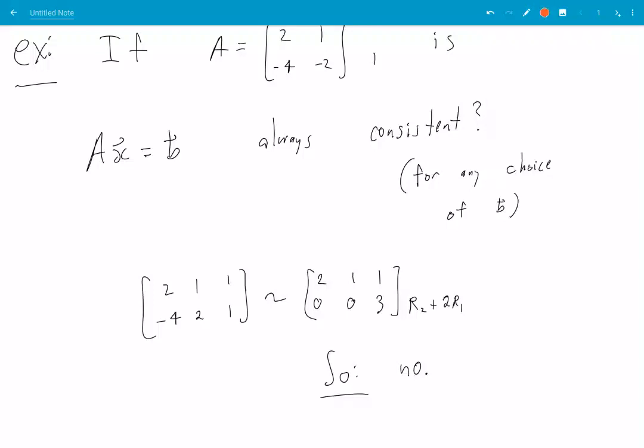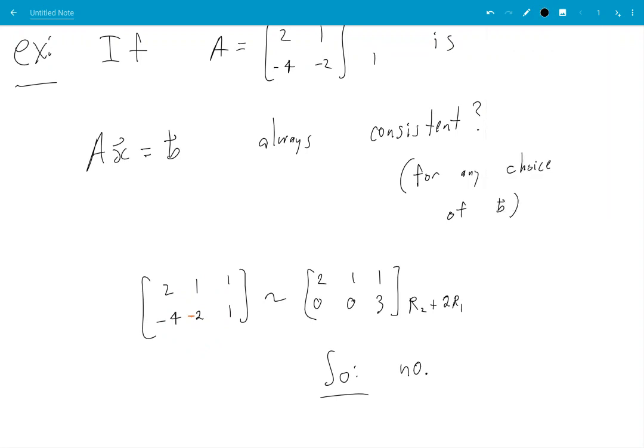Okay, I made a mistake here, just a small one. I copied this number down wrong. Should be a -2 right there. Okay, that makes sense of the rest of the example.